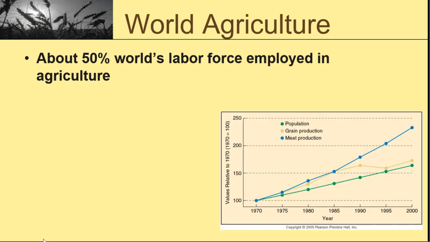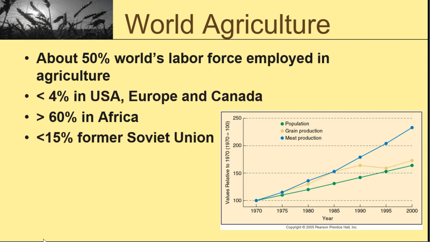But ultimately, whatever's happening around the world today, about 50% of the world's labor force is employed in agriculture. And when we start looking at the least developed countries, obviously that number is going to be a lot higher. For instance, in sub-Saharan Africa, you're looking at 60%. But as you get into more developed nations, it's a very small percentage of the population involved actually in agriculture, which is interesting because so much more food is actually produced.